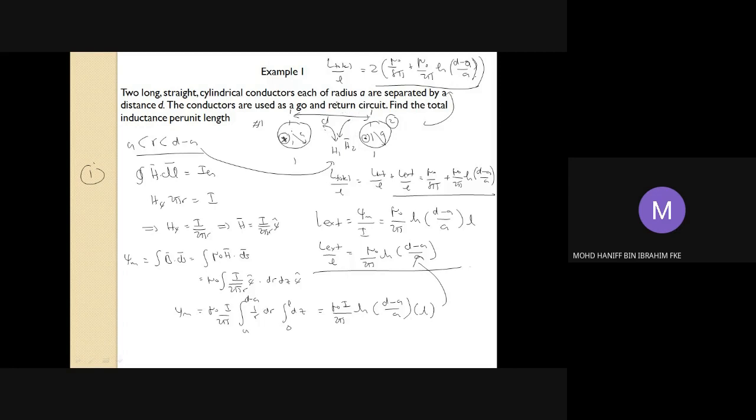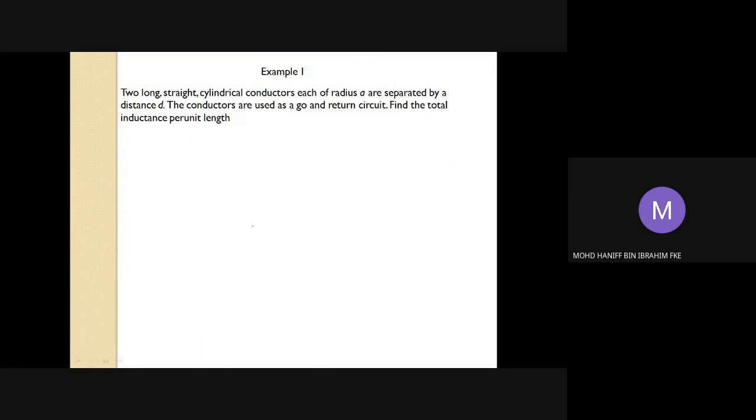Okay then, right? So this is based on the method of flux. So we can do the same thing by using the magnetic energy method that we have used just now for the case of the internal inductance. If I can do it for you, for the region of R between A and D minus A, we can have that the energy will be half the integration of B dot H dV, and that will be half of mu naught H squared dV.